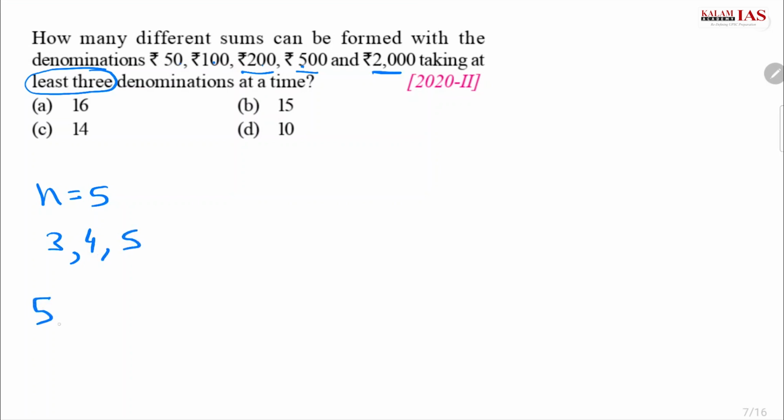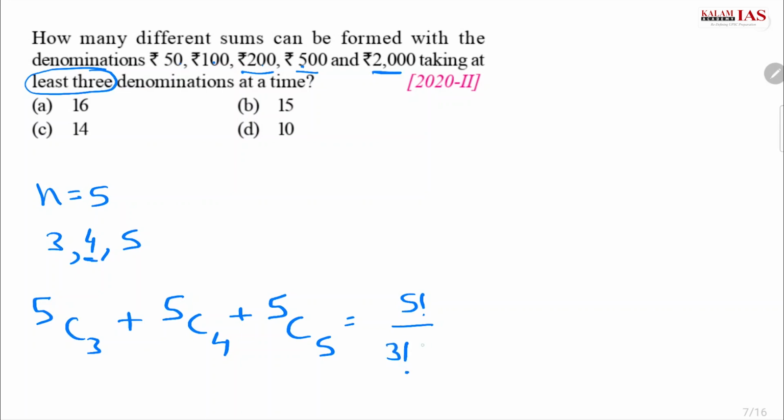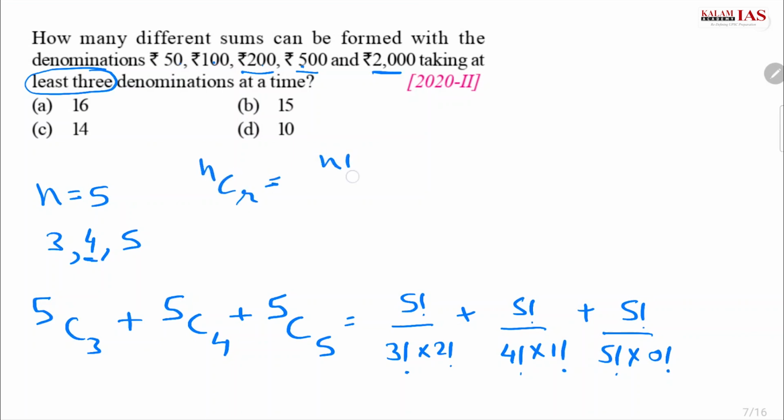That means out of 5 we have to choose 3, 5C3, that is one possible outcome. Second is 5C4, if we choose 4 notes, and last is 5C5 if we choose all 5 notes. So putting the values in the formula, this is 5 factorial by 3 factorial into 2 factorial, plus 5 factorial by 4 factorial into 1 factorial, plus 5 factorial by 5 factorial into 0 factorial. Let's substitute. We know the formula of nCr is equal to n factorial divided by r factorial into (n minus r) factorial.